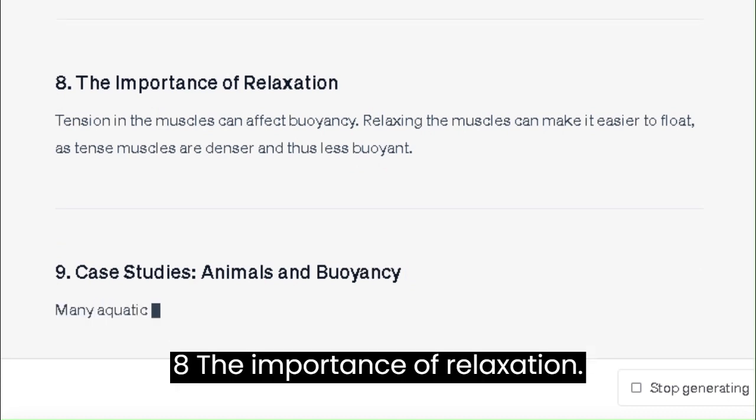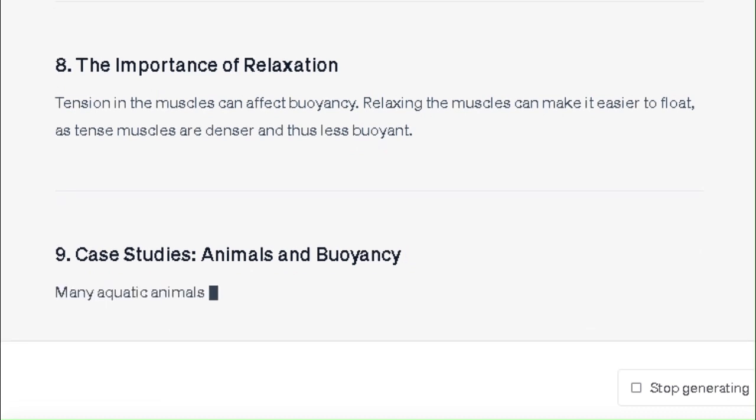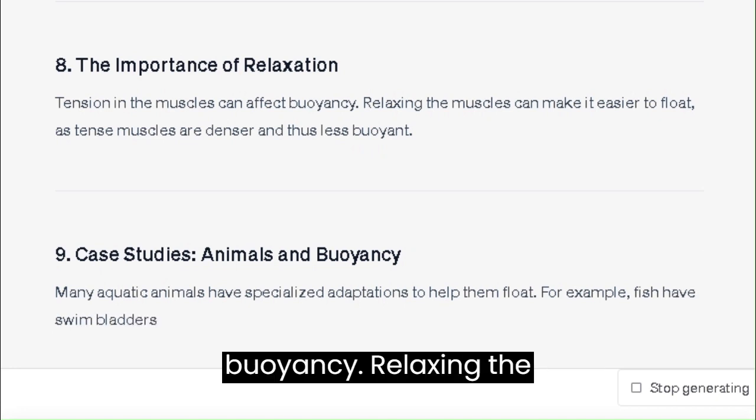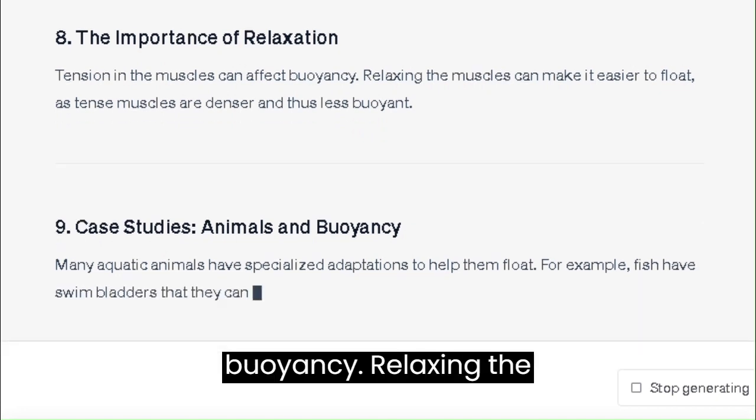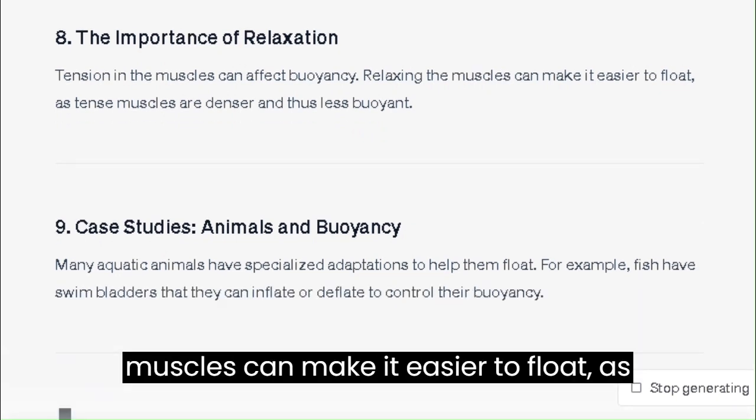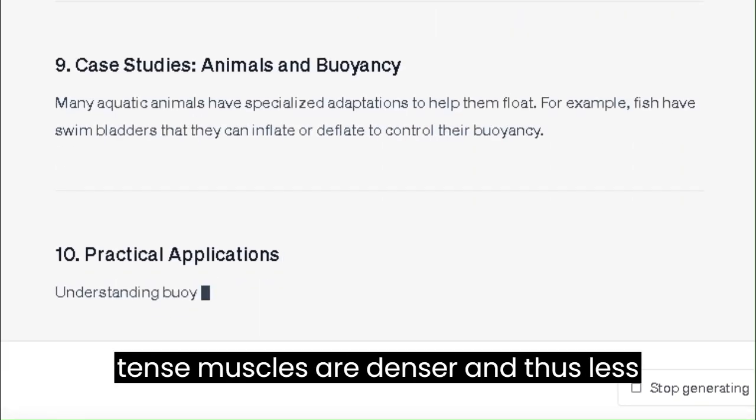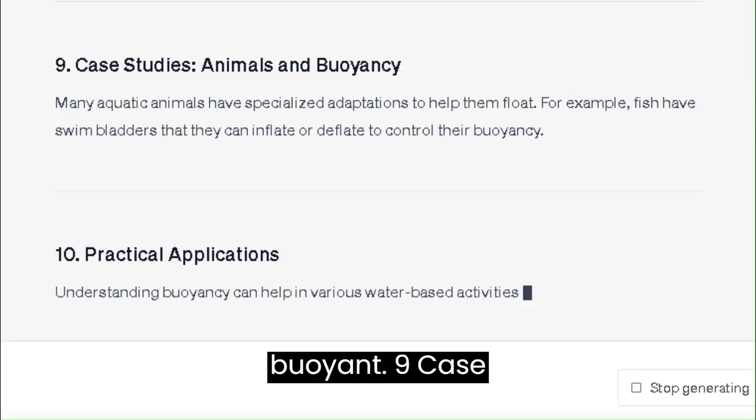8. The importance of relaxation. Tension in the muscles can affect buoyancy. Relaxing the muscles can make it easier to float, as tense muscles are denser and thus less buoyant.